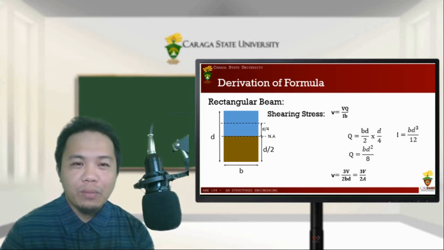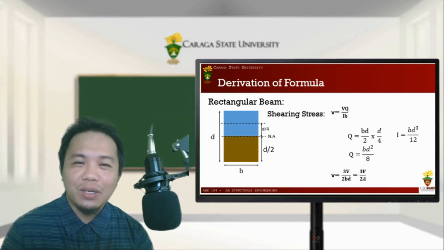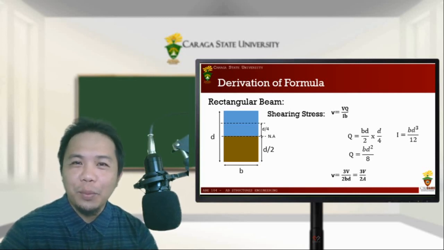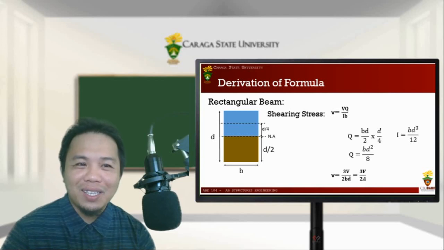When you see that it's a rectangular beam, you can automatically use this formula. So I challenge you: what if the cross section of your beam is circular or triangular? I challenge you to derive the formula, or if you don't want to be challenged, you can search for it, because I did not attach the derivation for that formula. But who knows, in the near future, you will encounter it.